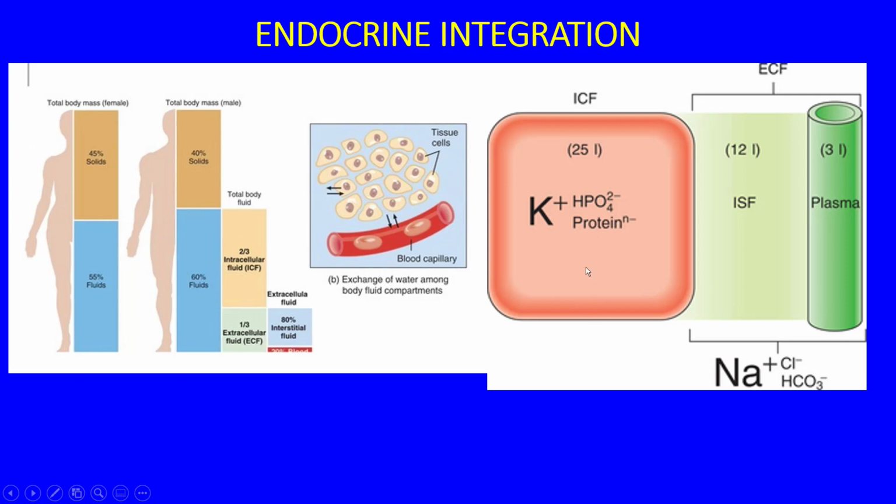But then what we've got is this nice little diagram here. When we talk about ECF, remember, plasma is considered part of the ECF, basically the extracellular fluid outside of the cell. Inside of the cell, the main electrolyte, the main ion, is potassium. The main ion outside is sodium right here.